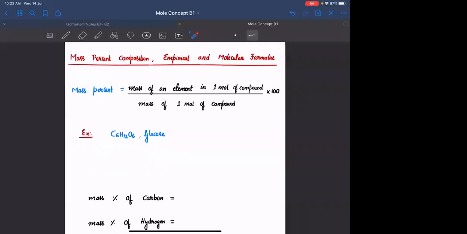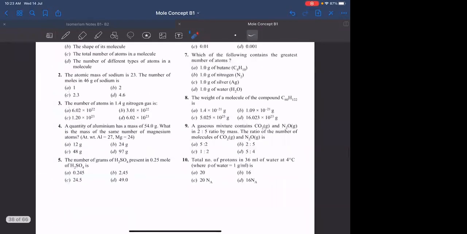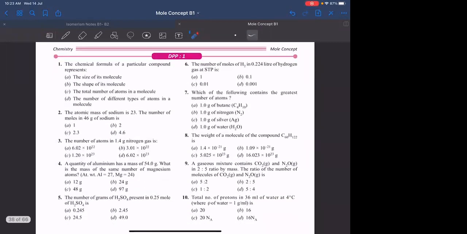Mass percent composition, empirical and molecular formula. We also need to understand how to do the analysis if you are given gases. In general, whenever you see gases, they will be giving you the volume of the gas. From the volume of the gas, you need to calculate the number of moles. Okay, आपको वैसा question इनमें है. So all new students, if you are unable to solve those questions, you cannot solve those questions right now. Like this particular question: number of moles of H2 in 0.224 liter of hydrogen at STP. इसका concept हमको करना है. We will be doing that in the next lecture.